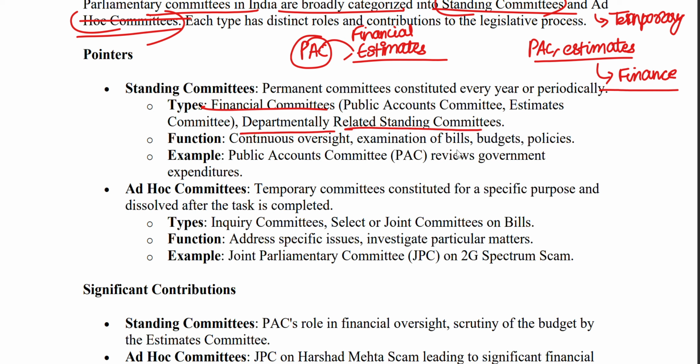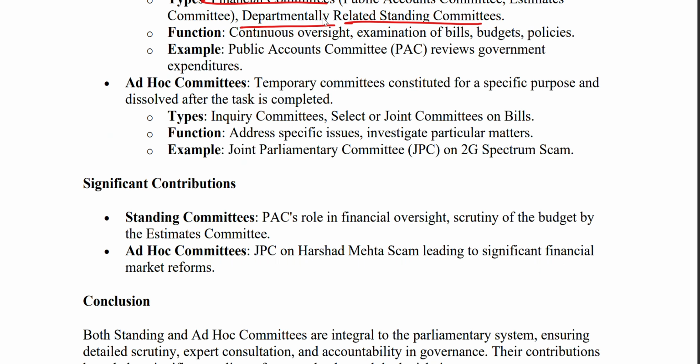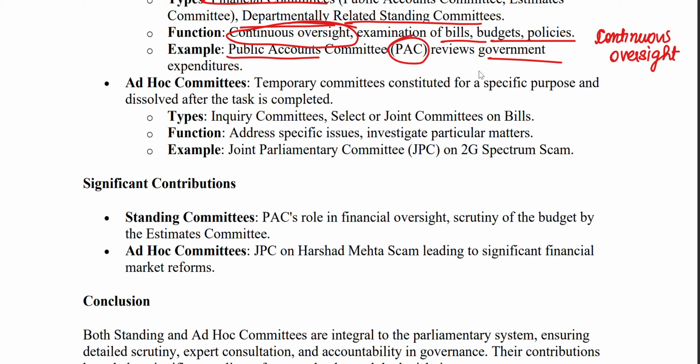Departmentally related standing committees provide continuous oversight. Because they are present throughout the year, they are able to do continuous oversight, with examination of the bills, budgets and policies. Public Accounts Committees review the government expenditures.